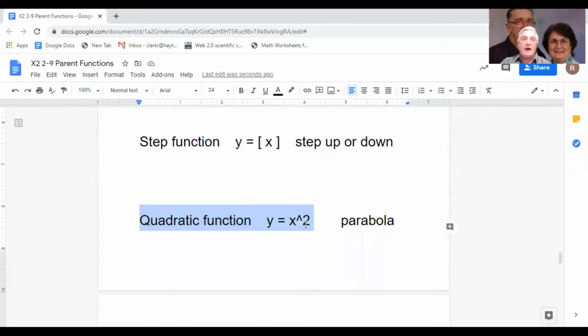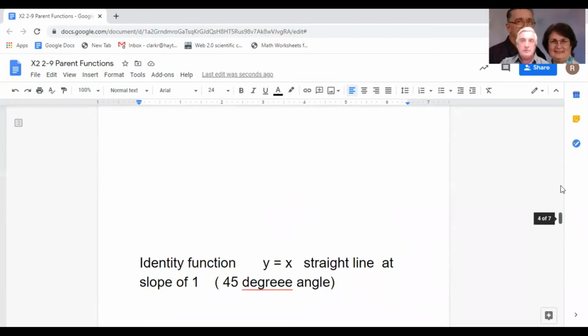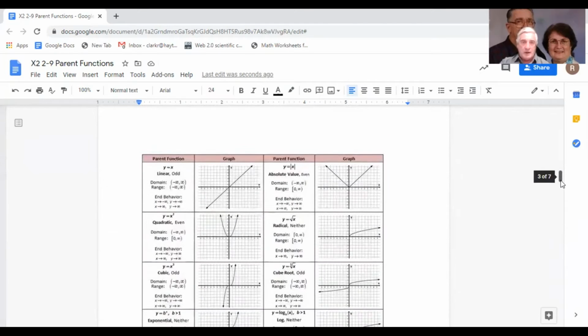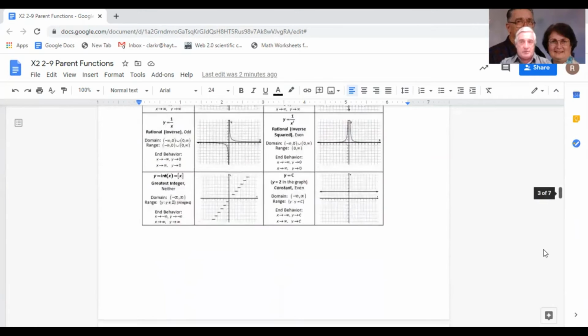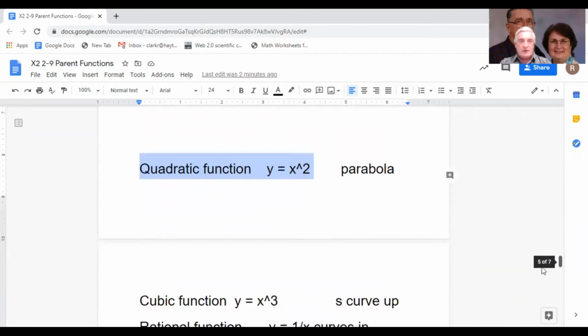Quadratic function, y equals x squared, forms a parabola. This particular parabola has its vertex down at 0, 0, and it goes up. It has no maximum because it goes up forever, but does it have a minimum? Yes, it does. It doesn't go anywhere below 0. So it has a minimum, and it goes on and on forever, so it has no maximum. So we have the quadratic function.